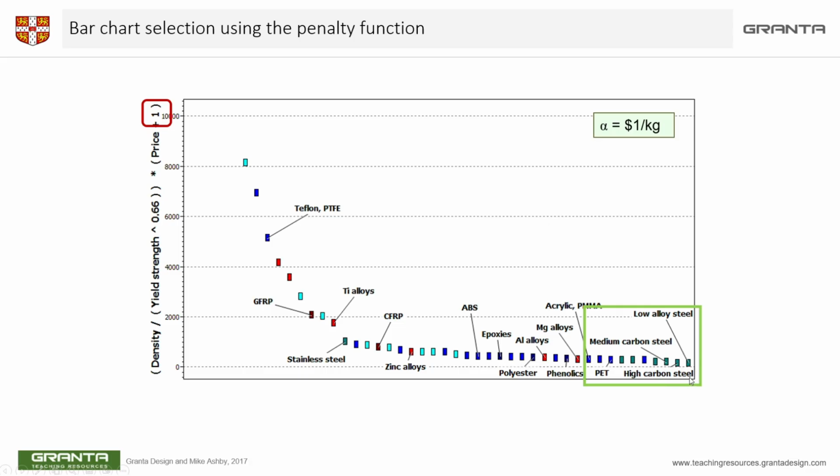And then after that, you have some plastics as well, if you are able to compromise a bit on this penalty function, and things like PET, etc., appear in this selection window as well.